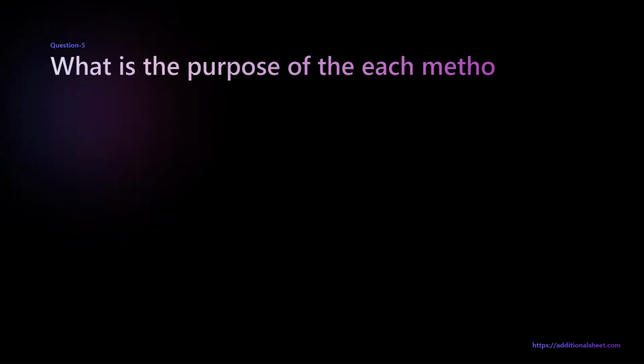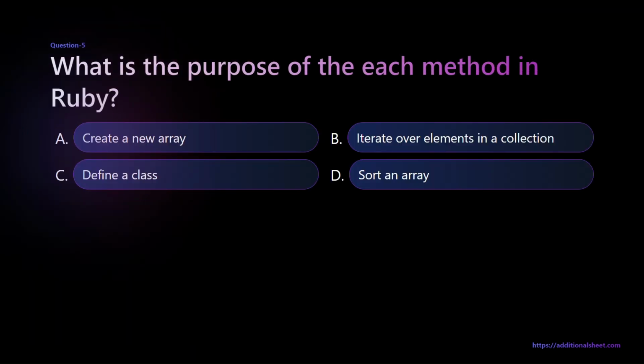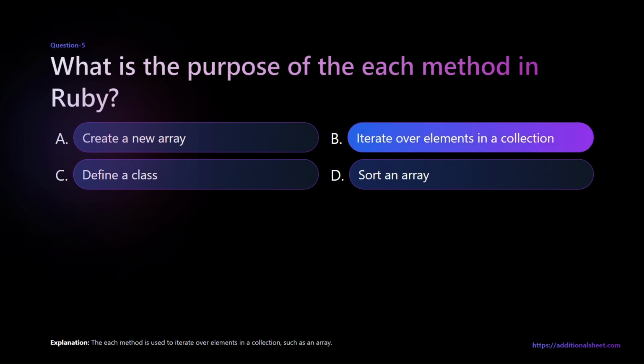What is the purpose of the each method in Ruby? Option A, create a new array. Option B, iterate over elements in a collection. Option C, define a class. Option D, sort an array. The correct answer is option B, iterate over elements in a collection.